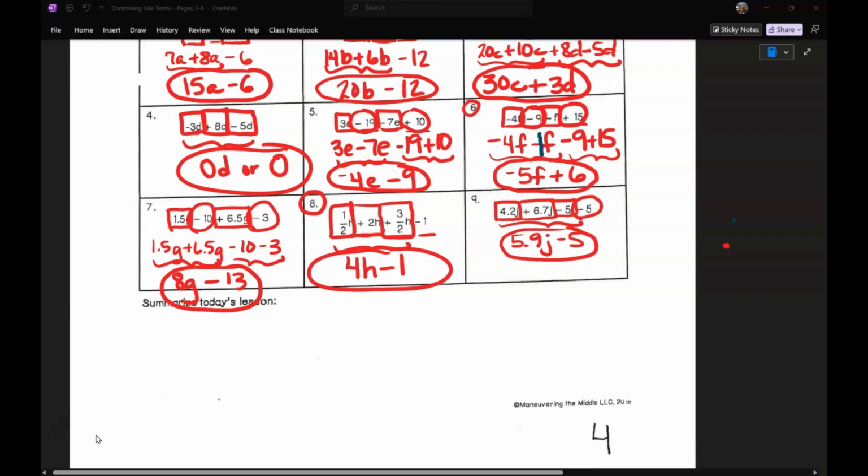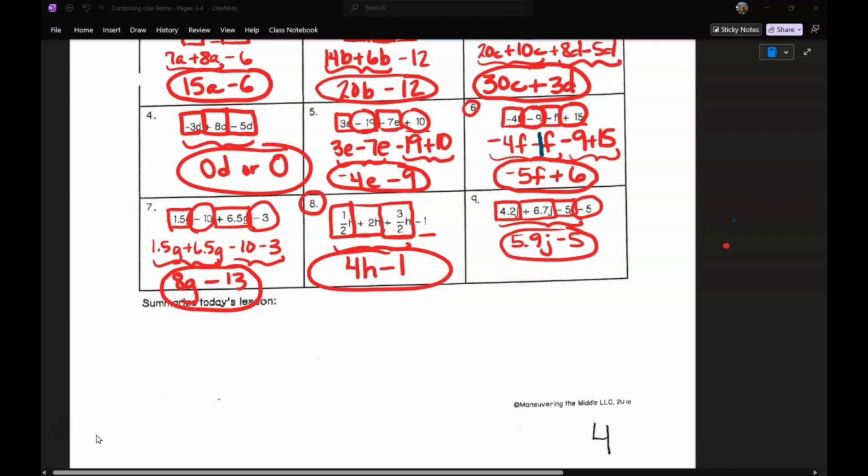For number 7, you should have gotten your G's together, so that would have been 8G. And then -10 and -3 would be -13. And then for 9, you can put all 3 of your J's together. 4.2 plus 6.7 minus 5 would be 5.9J. And then -5 at the end. That last 5 doesn't have a variable, so it just gets put on the back.